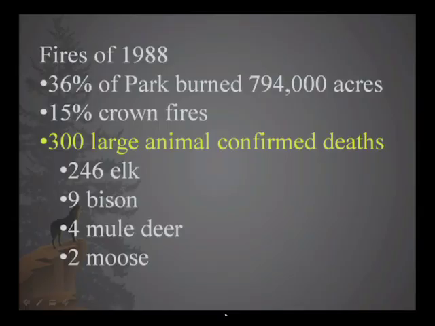Surprisingly, relatively few large animals died in the fire. Only about 300 large animals were confirmed dead. Most of those were elk, you can see 246 elk, 9 bison, 4 mule deer, 2 moose. So generally animals just get out of the way, they move on. But occasionally, like our own firefighters, they can get trapped in some situations.